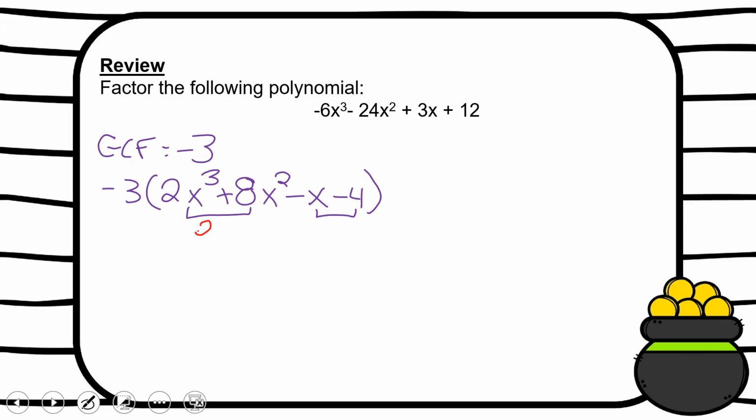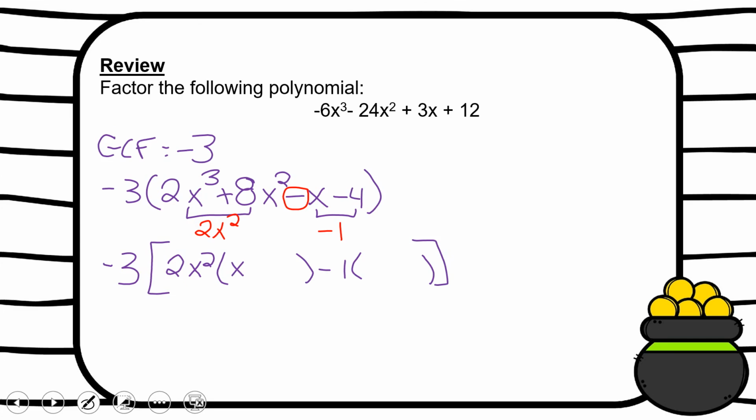The GCF of my first group is a 2x squared. And the GCF of my second group is going to be a negative, because the leading term is negative. And then the only thing that divides an x and a 4 is a 1. So now, bring my GCF along, and I'm going to change to a square bracket. You can do a parenthesis if you want to. But I'm going to pull these GCFs from each group, and I'm going to look at what do I have left. Well, 2x cubed divided by 2x squared is just x. 8x squared divided by 2x squared is 4.